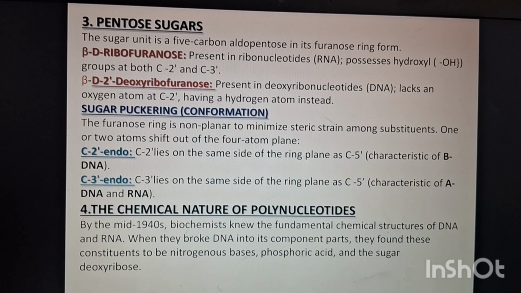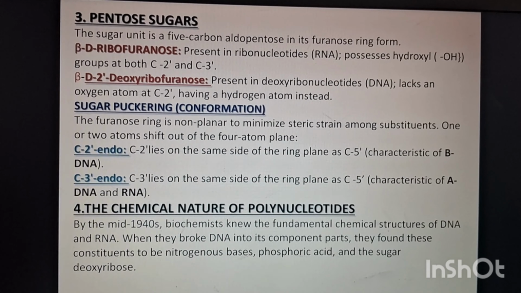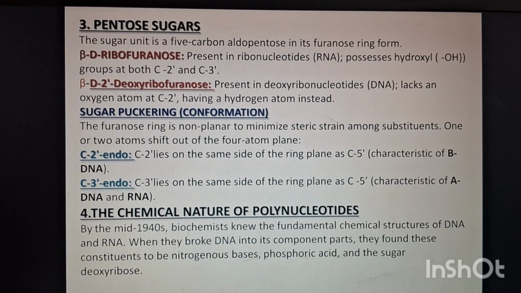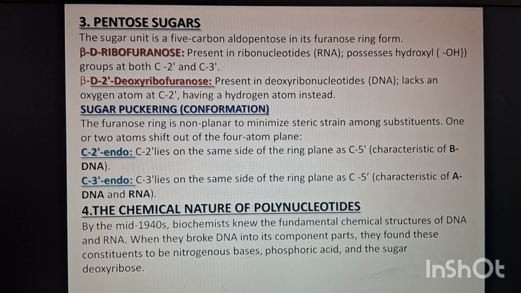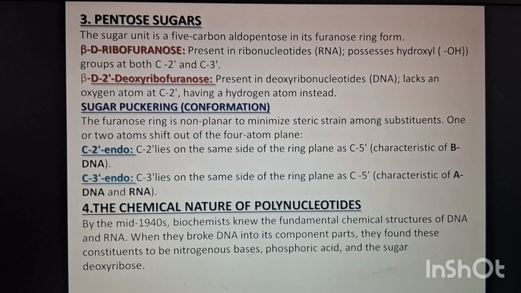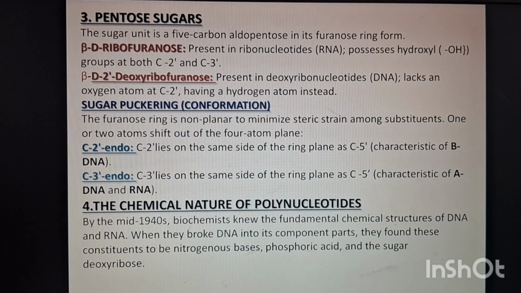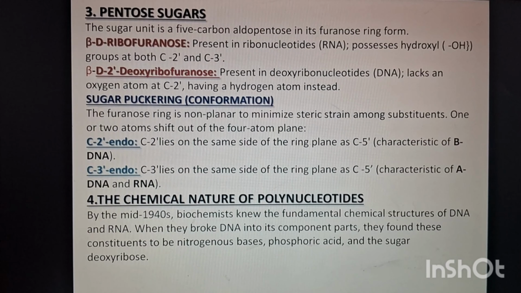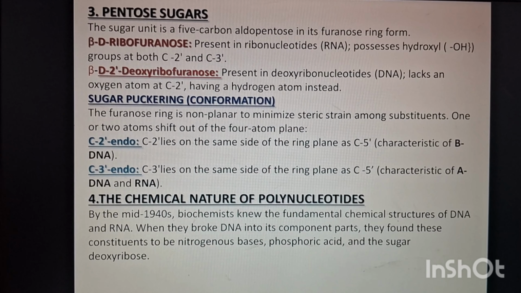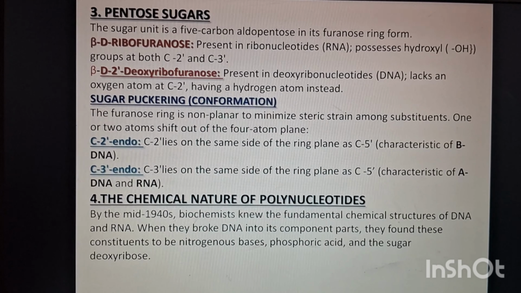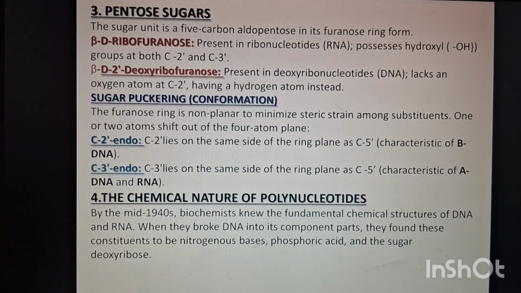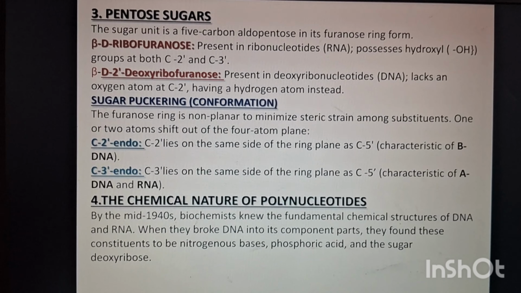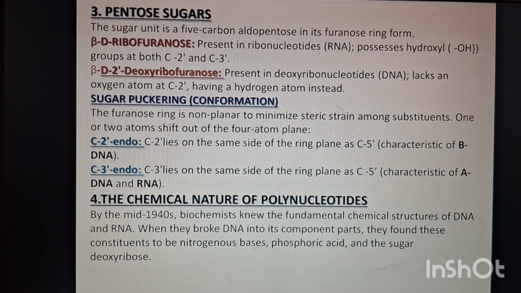Next is a short note on pentose sugar. The sugar unit is a 5-carbon aldopentose in its furanose ring form. First is beta-D-ribofuranose. It is present in ribonucleotides, that is RNA, and possesses hydroxyl OH groups at both the C2' and C3' positions. Next, beta-D-2'-deoxyribofuranose, which is present in deoxyribonucleotides, lacks an oxygen atom at the C2' position, having a hydrogen atom instead.